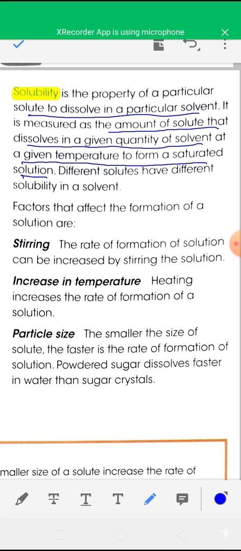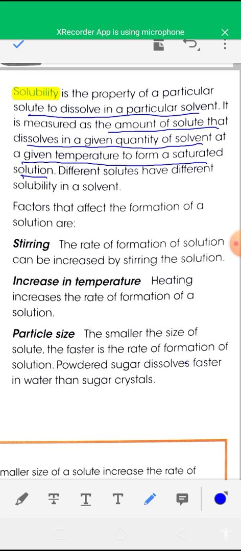So solubility is the amount of solute that dissolves in a given quantity of solvent at a given temperature to form a saturated solution. Different solutes have different solubility in a solvent. The solubility of salt is different from the solubility of sugar in a particular solvent.